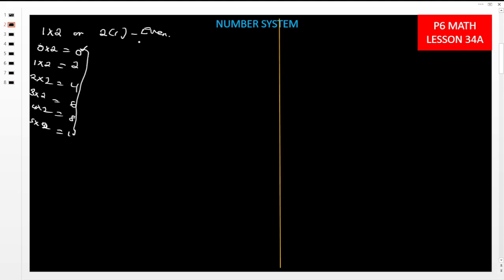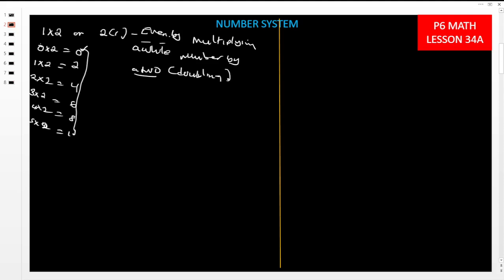We've said, how do we get even numbers? We get even numbers by multiplying a whole number by a 2. If you don't say multiplying, you can say doubling a whole number. Doubling means do it 2 times. Are you getting that? So those ones are the odd numbers.